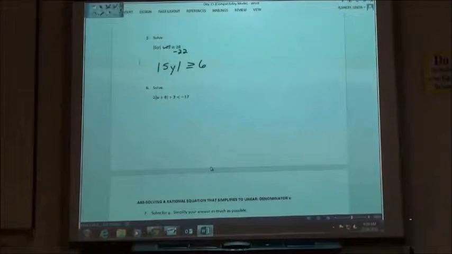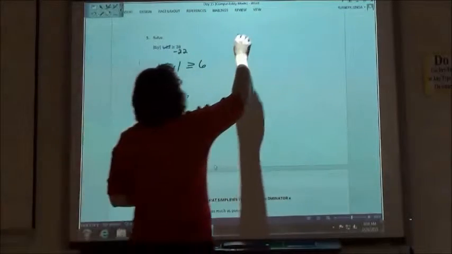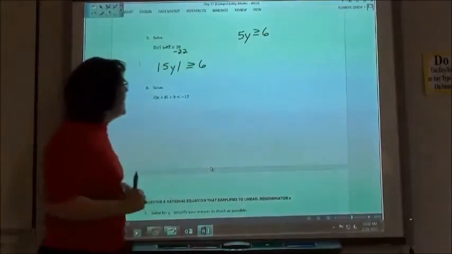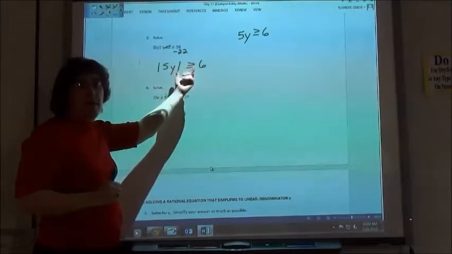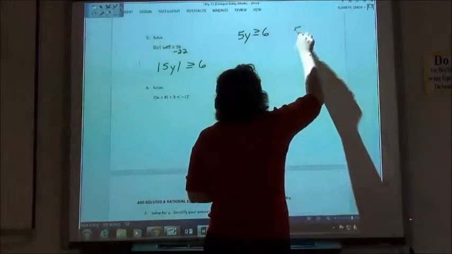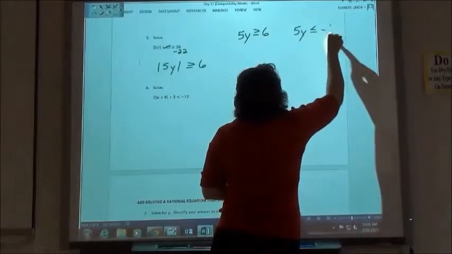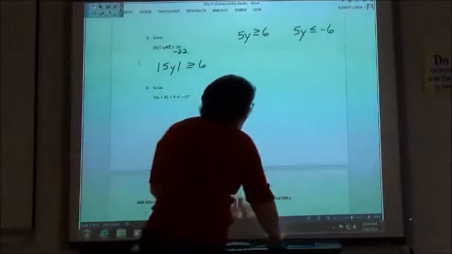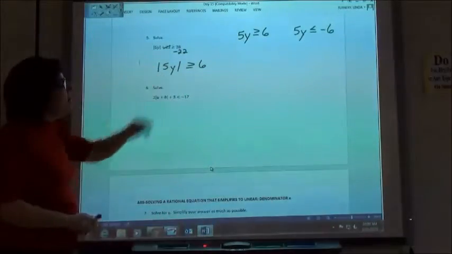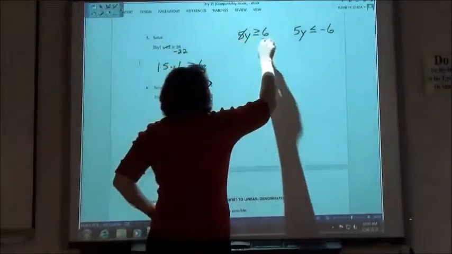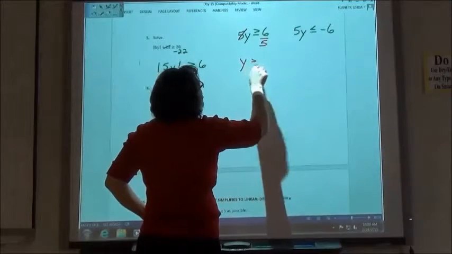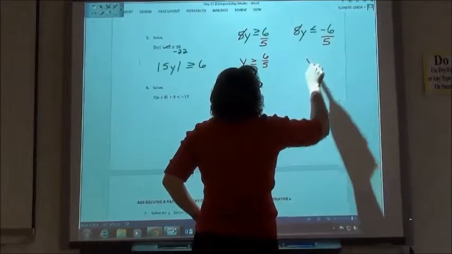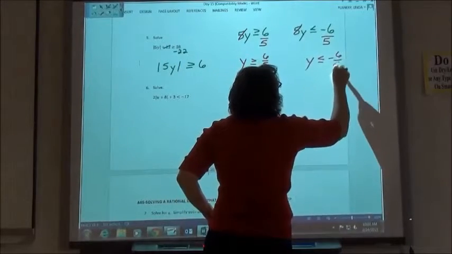I'm going to do my 2 separate cases. My first case, the 5y is greater than or equal to 6. My second case, I'm going to flip my inequality when I make that negative. So 5y is less than or equal to negative 6. I then just have to solve each of those inequalities by dividing by my 5. Y is greater than or equal to 6/5. Y is less than or equal to negative 6/5.